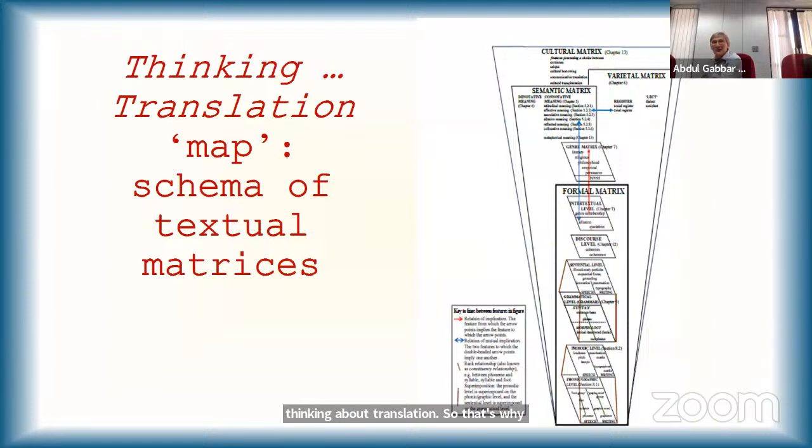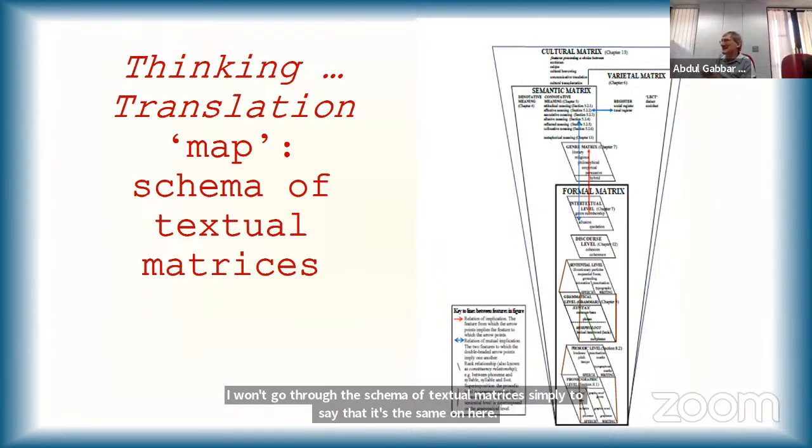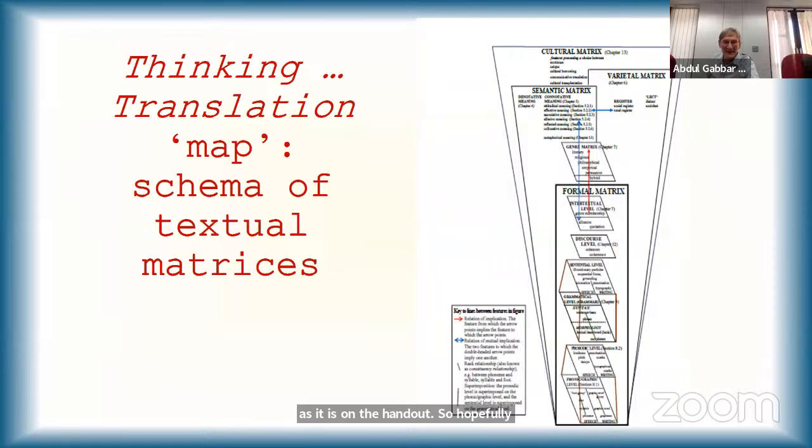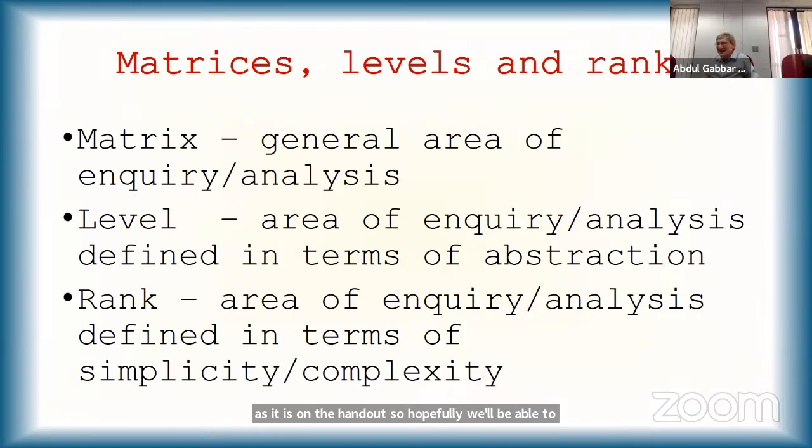Okay, I won't go through the schema of textual matrices, simply to say that it's the same on here as it is on the handout. So hopefully we'll be able to follow this and relate, say, on screen to what is said on the handout. There are three key notions in the model. The first is a matrix. Well, a matrix is something like a general area of inquiry or a general area of analysis.